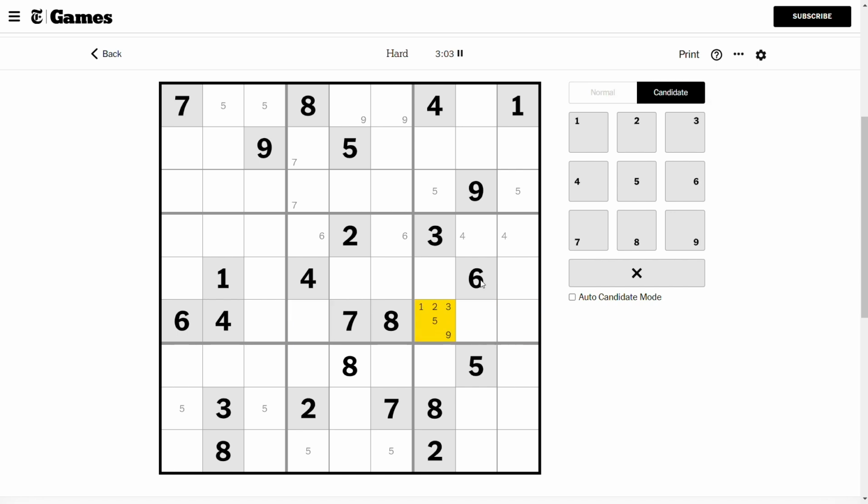This cell sees 2 and 3, so this cell can only contain 1, 5, or 9. This cell sees 3, 5, and 9, so this cell can only contain either 1 or 2. This cell sees 1 and 3, so it can only contain 2, 5, or 9. This cell sees 2, so it's 1, 3, 5, 9, and this cell sees 1 and 9, so it's 2, 3, or 5.